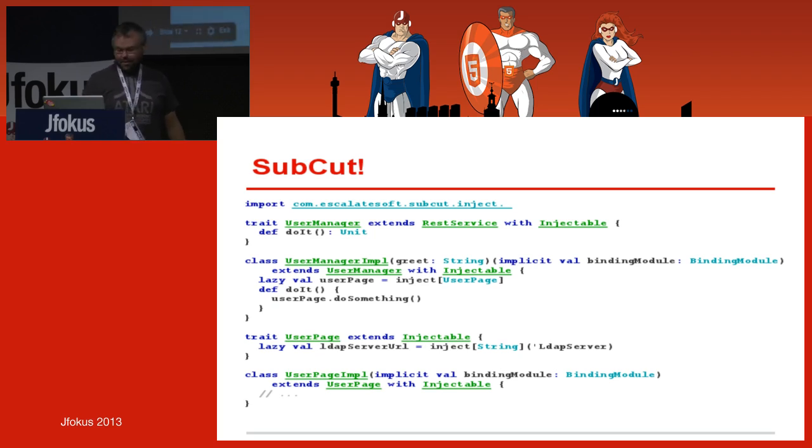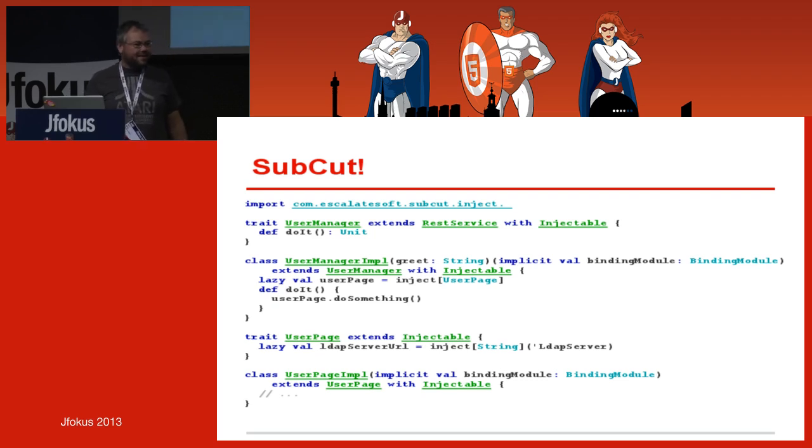Why do you need to have the injectable trait mixed in the impl when you have it in the user manager trait? Oh, I don't. That's because I have it in the trait. I actually don't need it in the class here. Although occasionally I put it in there just to make it more readable for anyone who's looking at this to be able to say, oh yeah, this is injectable, so this is okay.